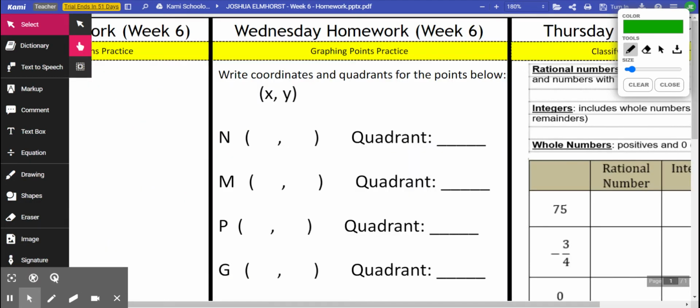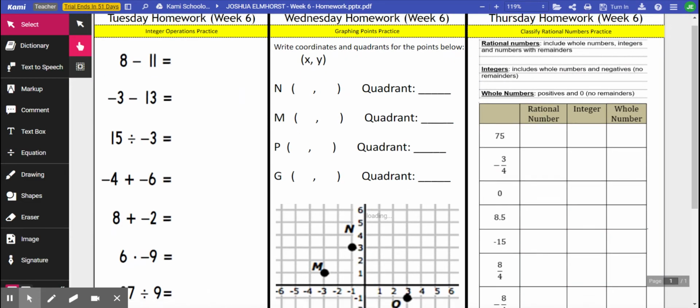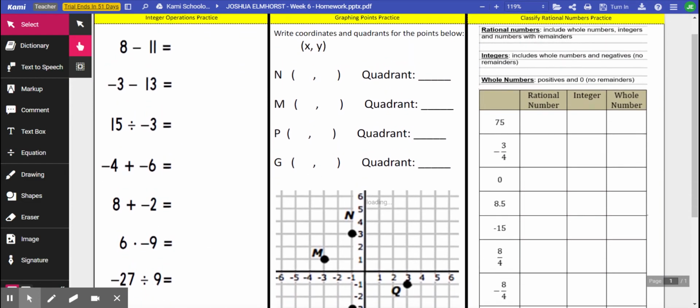Okay, continue on to Wednesday's homework, where we're going to take a look at graphing points. We're going to write the coordinates and the quadrants for each of the points below. So we're actually going to have to zoom out here a little bit. Make sure we're using the left one is going to be x and then y.